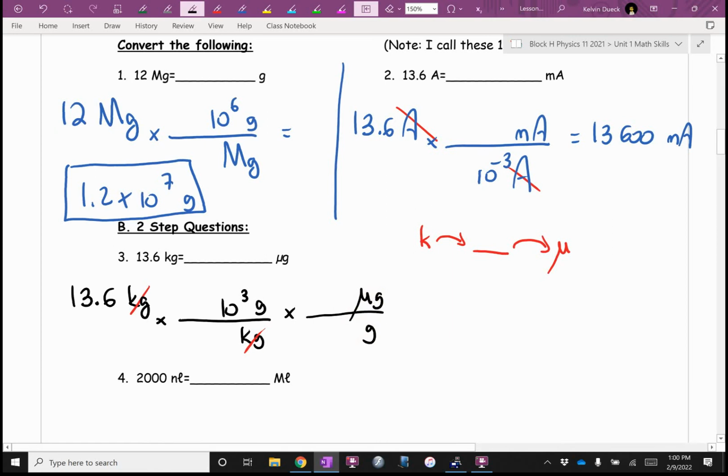Except, again, I'm not done. I need to bring in the power of 10. KC micro is 10 to the... Is it negative 6, I think? Where is that going to go? Where the micro isn't. Yep.